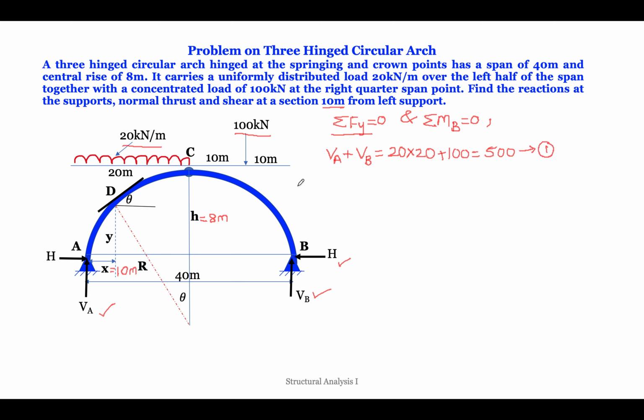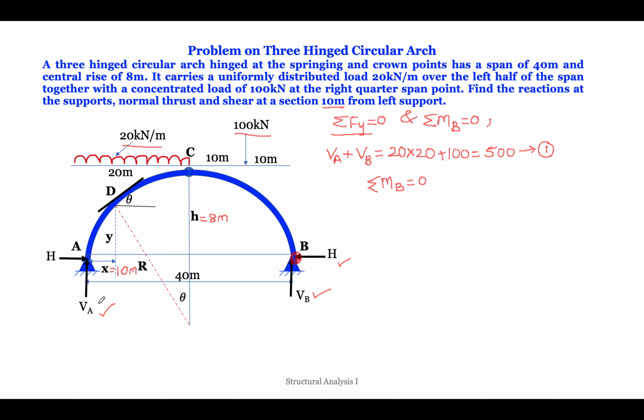Now let us consider moment of all forces about point B. Let us go for the next equation. Let us consider summation of moments of all forces about B. Now just see, when we are considering moment of all forces about this support B, what are the forces available at the left side?